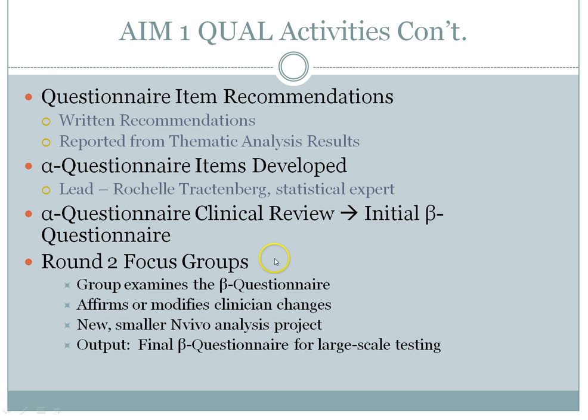This questionnaire we will take back to our round 2 focus groups to have them examine it and to affirm or modify the clinician changes. This second round of groups will also be analyzed in NVivo, but we expect that it will be a much smaller project, probably only 2 focus groups, seeing as the bulk of the work will have been done to develop the alpha, and the output of this is the final beta questionnaire for large-scale testing.